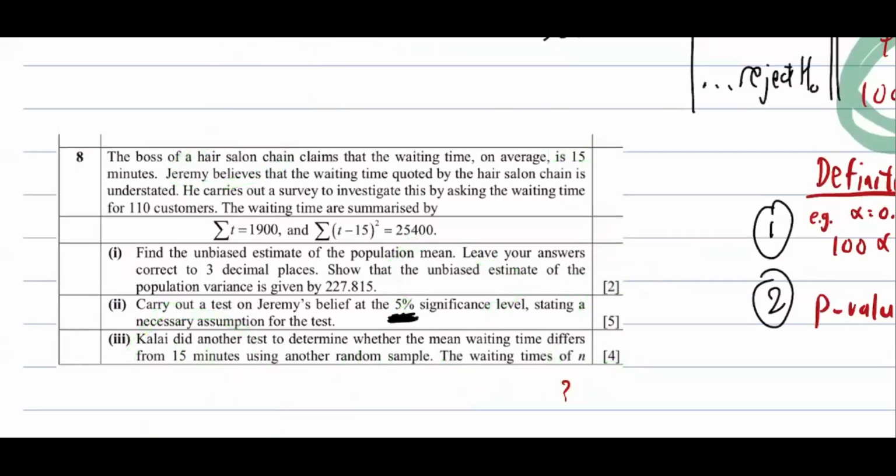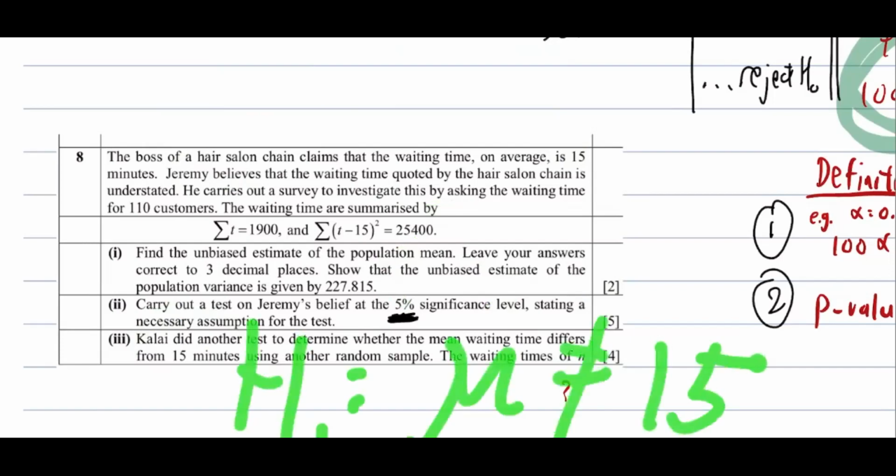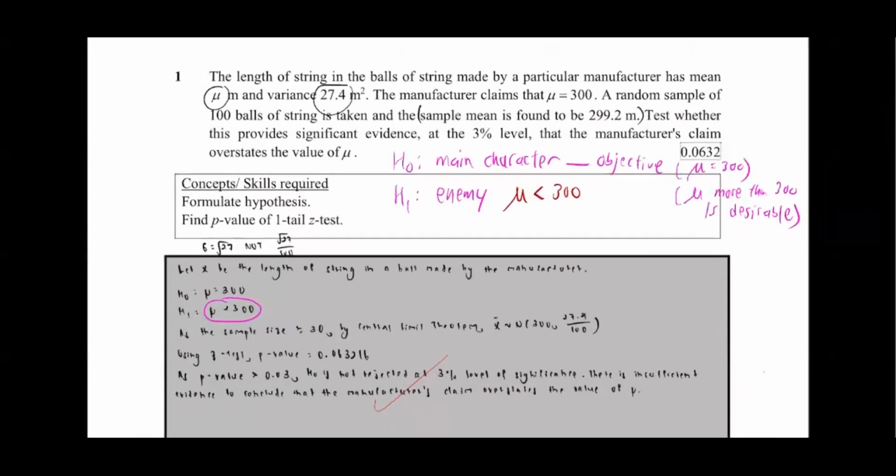If there's not enough context, then you just put not equals, which is a two-tailed test. H1 is such that mu is not equal to that mean, not exactly the population mean, the mean that we are testing.